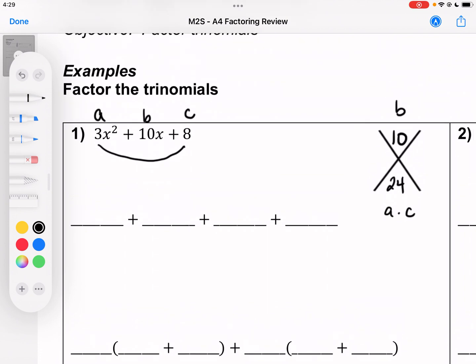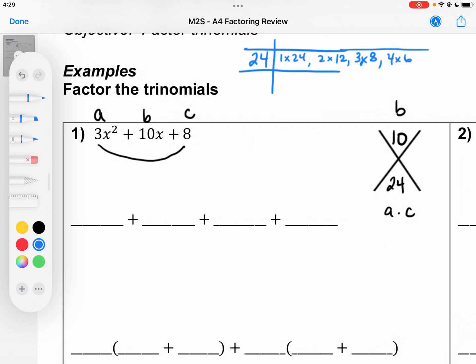Hopefully you still have held on to those. I have a few extra that I gave the sub. But at this point, you go ahead and find your factors of 24. So you're looking at 24 on the factor chart, right? And it'll have a list like 1 times 24, 2 times 12, 3 times 8, 4 times 6, and that's actually the whole list right there.